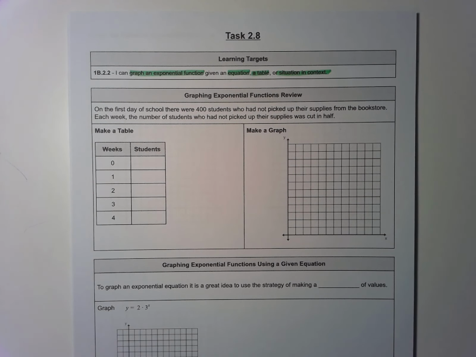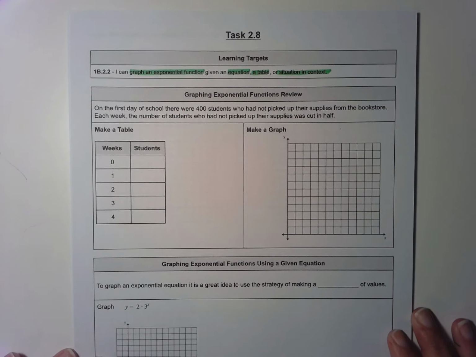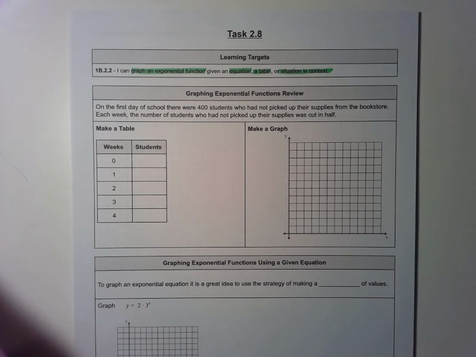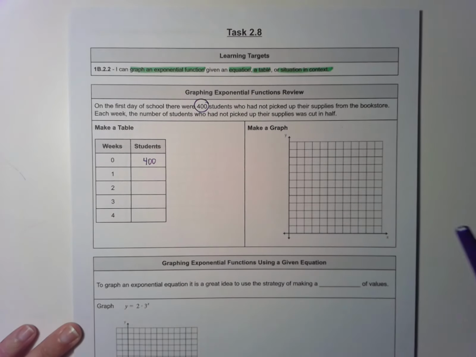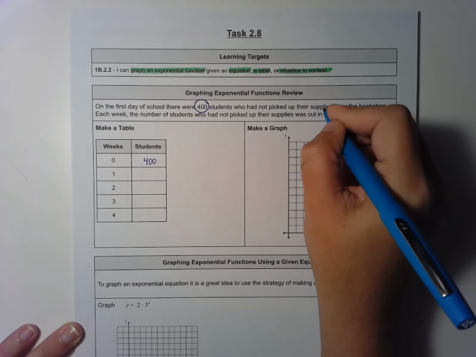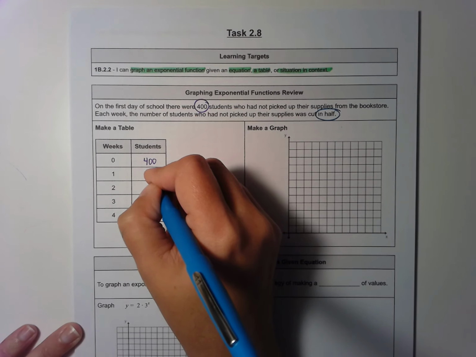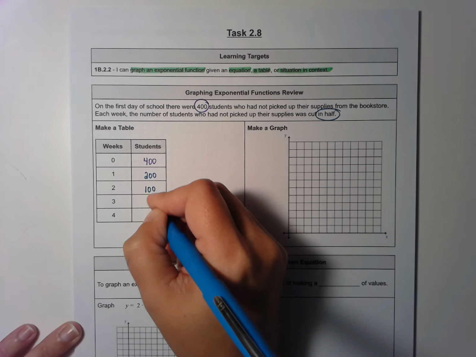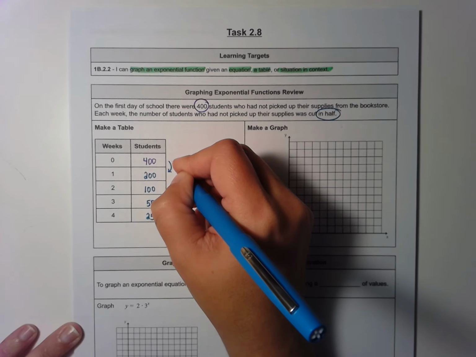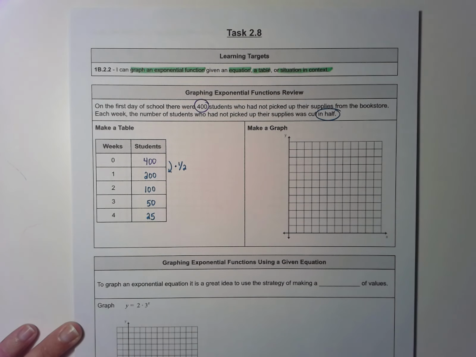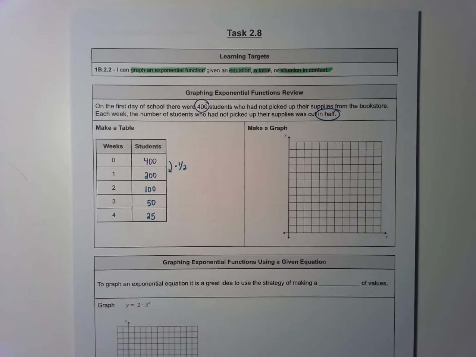This problem says, on the first day of school, there were 400 students who had not picked up their supplies from the bookstore. Each week, the number of students who had not picked up their supplies was cut in half. The starting value here would be 400. And in order to figure out the other values, I'm going to cut that number in half. So I would have 200, 100, 50, and 25. And again, I'm doing that by cutting it in half. Now, I know that this is an exponential function because the pattern is multiplication.